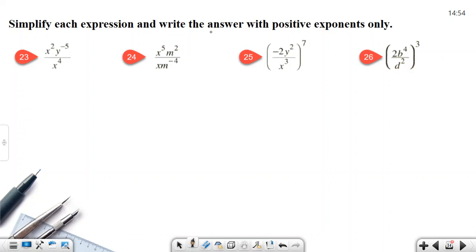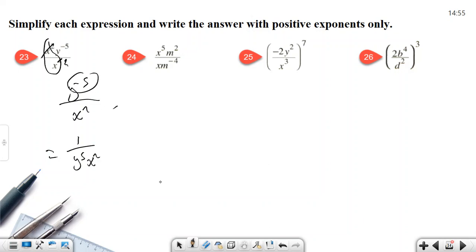Simplify each expression. Write the answer with the positive exponent. Here you need to simplify only x. So if you want to write it, it's x to the power of 2 minus x to the power of 4, x to the power of negative 2. But you can cancel x squared, and here you can cancel 2. That's going to be y to the minus 5 over x to the power of 2. This is going to be equal to 1 over y to the power of 5, x to the power of 2. So we write the negative power in the denominator.